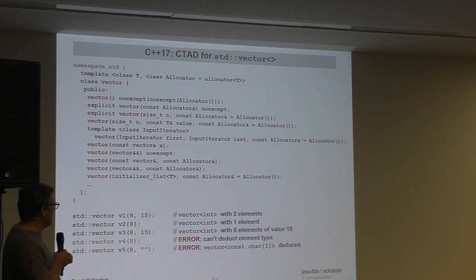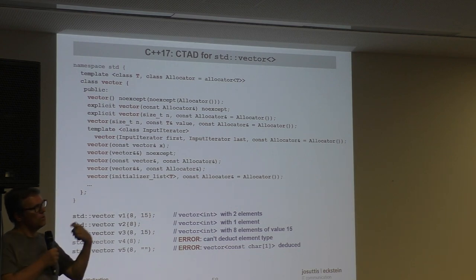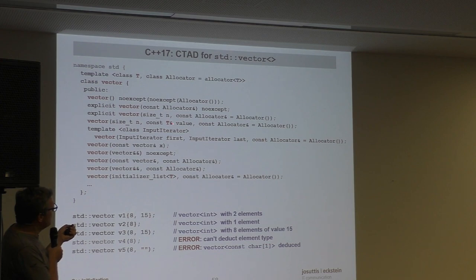And the funny thing is, if you pass an empty string as the element, this will also not compile, because here we pass a string literal and this t is not taking the argument by value. If it would take the argument by value, it would deduce this as a decayed type. So the type const character 1, an array of one character, will be converted to a pointer to a const, but because we pass it by reference, decay will not happen. It deduces that t is an array of one character, but a vector of an array of one character elements will not compile. So that doesn't work.